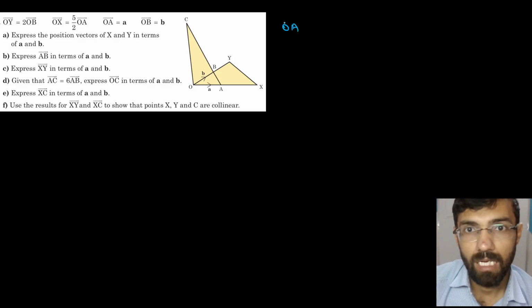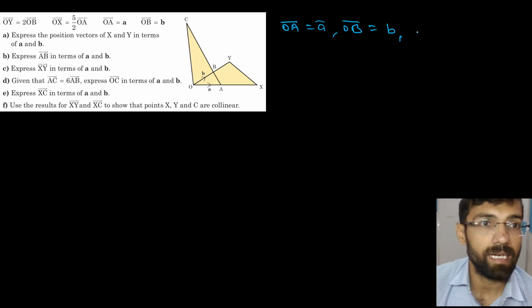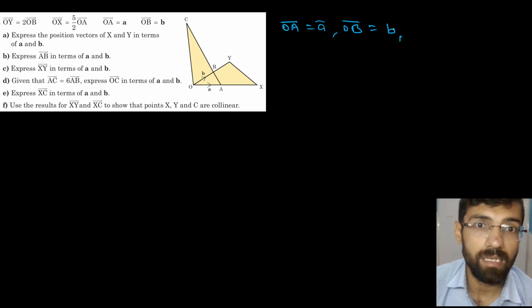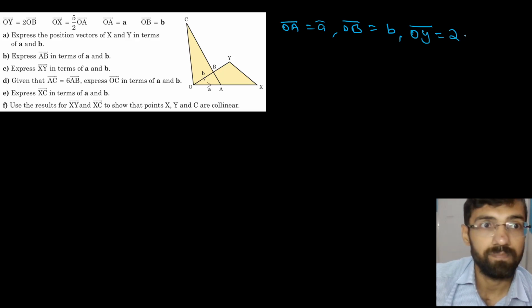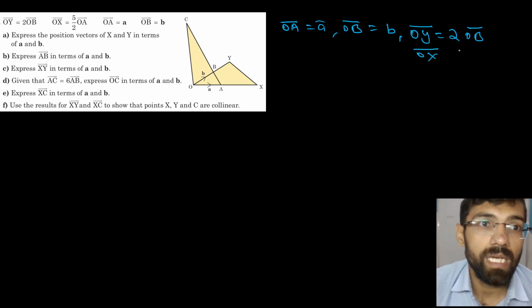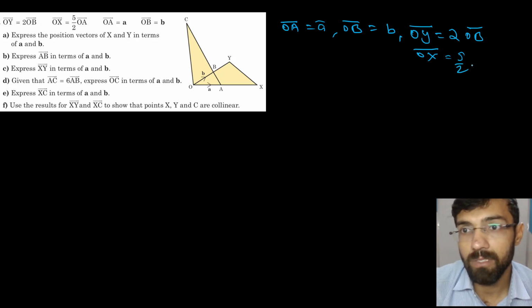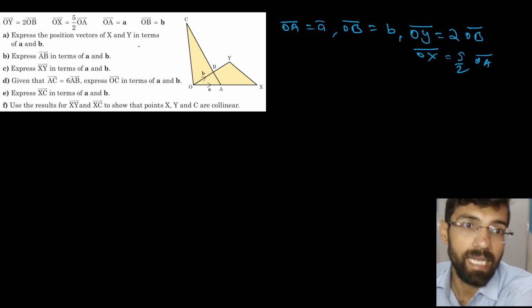Let me write it. OA is nothing but the A vector, and your OB is nothing but the B vector. They are representing it with the B vector. And then, where is OY? When they say OY is double the OB, let me write: the OY vector is nothing but double the OB vector, first thing. And second thing, we have the OX vector equals 5 by 2 times the OA vector. So we will try to understand our diagram better now.